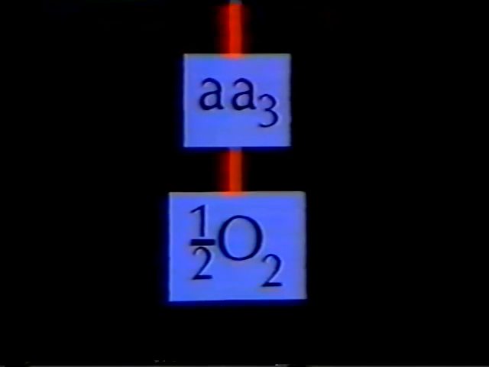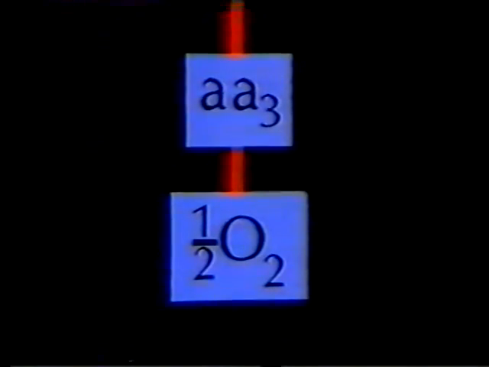Cytochrome oxidase is one of the most complicated enzymes known. It contains not only two spectrally distinct heme groups, but also two copper atoms.